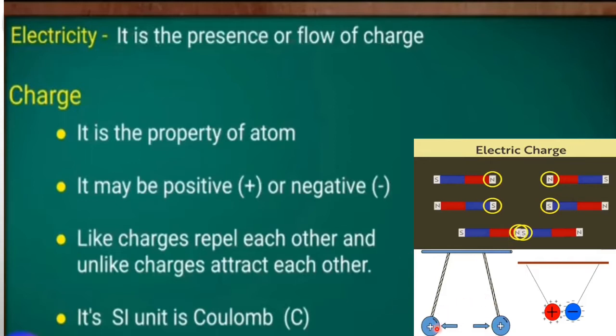See here in this example, if I bring two positive charges, they will move apart. They are repelling each other. In the same way, if I bring two opposite charges, positive and negative charges together, then they will attract each other. Then how do we represent charge? We represent charge with a capital Q and its SI unit is coulomb. The coulomb is represented by the letter C.